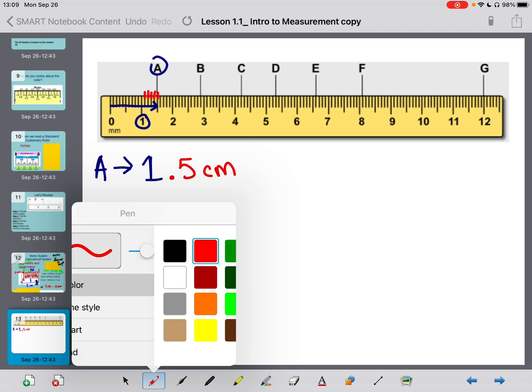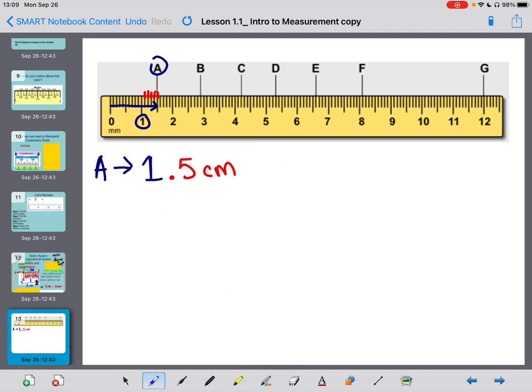Okay? And you do that each time. You're just seeing how many whole centimeters you have. Then you're just counting the little notches. And remember, those represent 0.1 centimeters for each one. So it could be 2.3 or 2.4 or 2.5, whatever it goes up to. So let's take a look at B, right? So I go from 0 to B. So we notice that my base is 2, and then I count 1, 2, 3, 4, 5, 6, 7, 8, 9. So I get 2.9 centimeters.